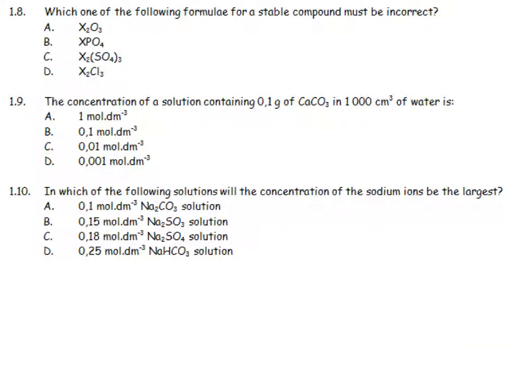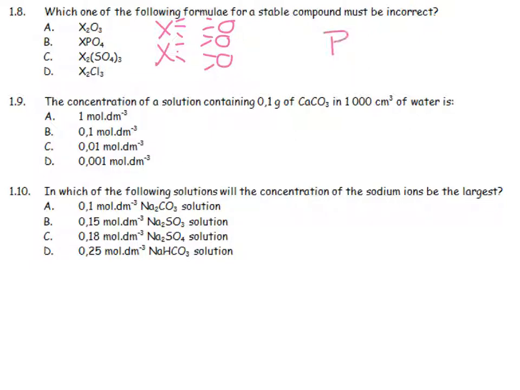Which of the following formulae for a stable compound must be incorrect? So let's take a look at all of the different options here. When I've got X2O3, I could easily have 2 X's and 3 O's. Remember that O has definitely got a valency of 2, so that means each of the X's would have a valency of 3. That looks possible enough.